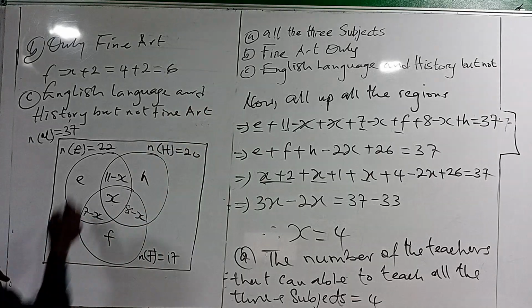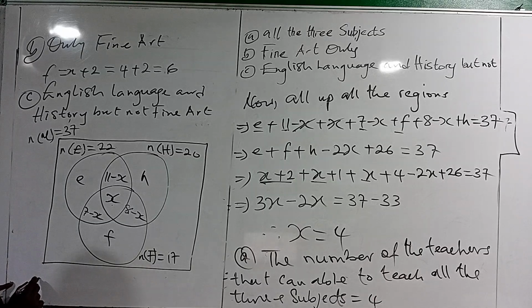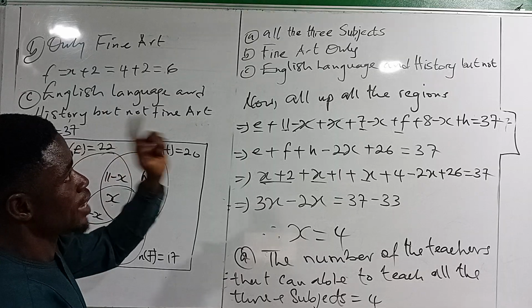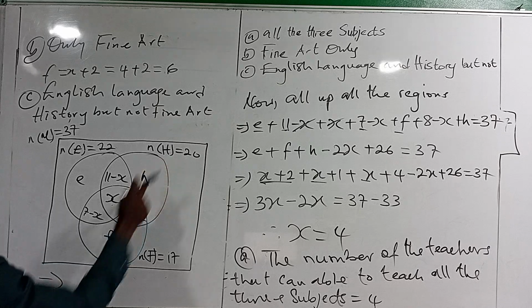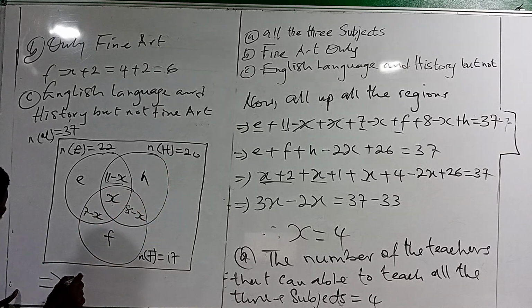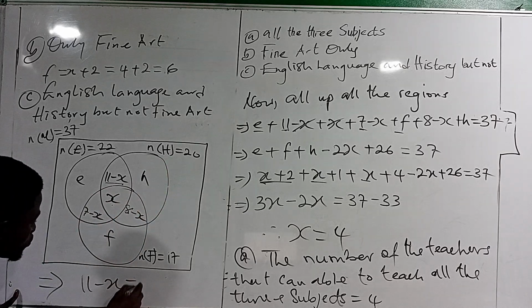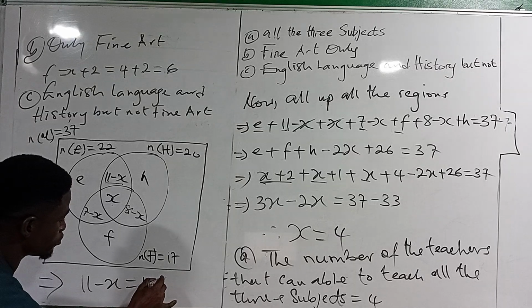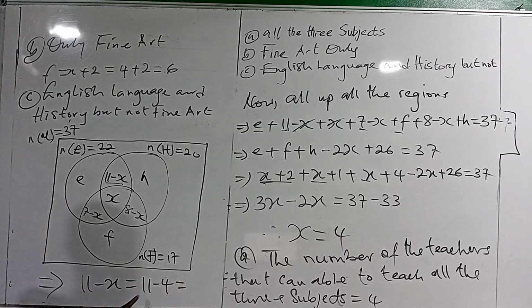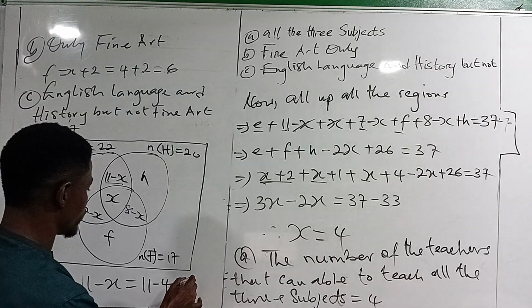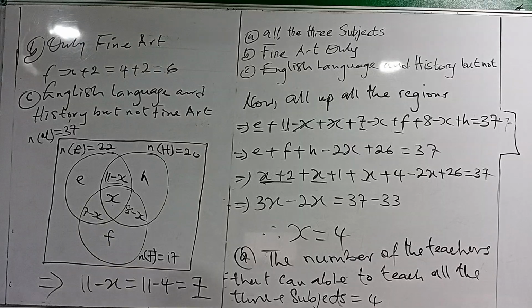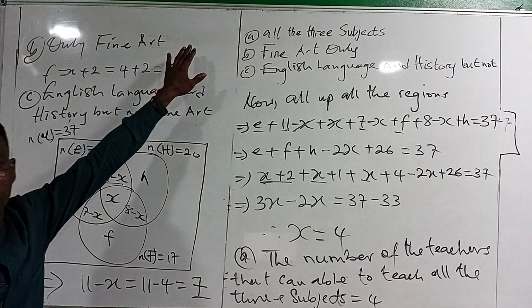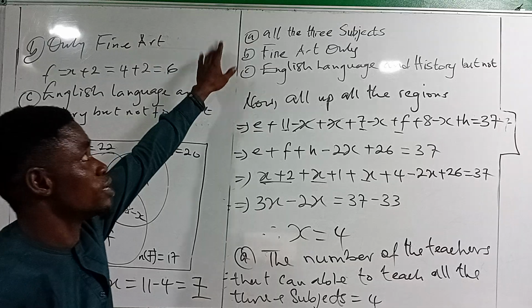Okay, now for you to get that one, let me solve it here. So English language and history, but not fine art. Where is it? English language and history, but not fine art. So we have this one. It's going to be 11 minus x. So we have 11 minus 4. 11 minus 4 will give you 7. So that is how to obtain all the parameters, all the questions.